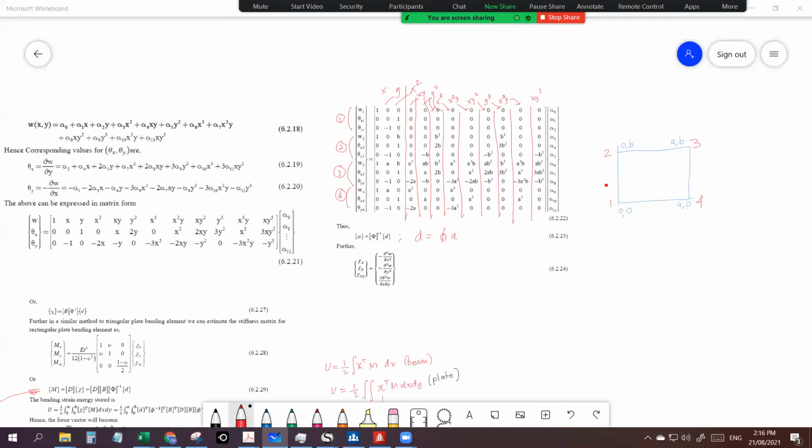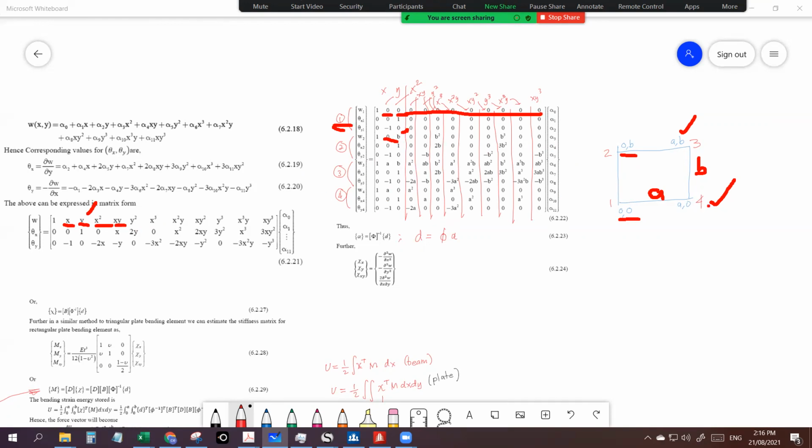Okay. So node 1 is 0, 0. Node 2 is 0, B. This is B. This is A. Node 3 is A, comma B, while node 4, A, comma 0. Okay. So for node 1, our x is 0, our y is 0, right? So may kita nyo dito, kaya 0 to. Okay? And since 0 to, lahat to ay 0. Okay, for node 2, our x is still 0, but our y is b. So y is b.